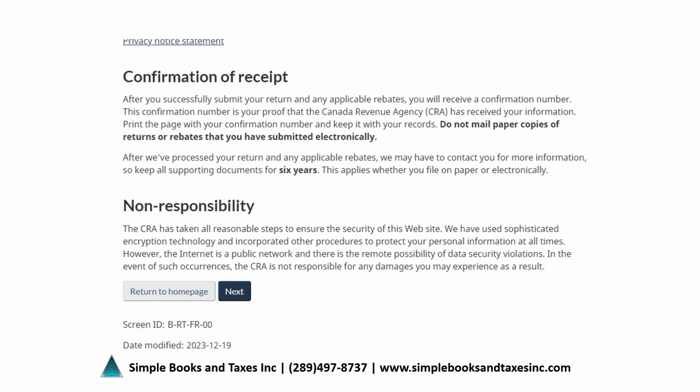You will also have the confirmation of receipt, just explaining that at the end of the process, you will receive a confirmation number. You have to keep it for 6 years for your records, and you don't have to mail paper copies. Also, there will be a non-responsibility notice, then press Next.